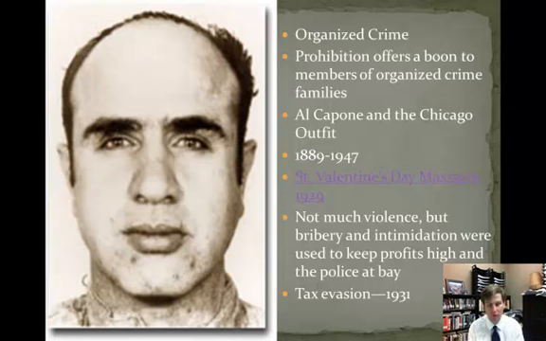So Prohibition would offer a boon to members of organized crime families, the most famous being, of course, Al Capone and what's called the Chicago Outfit. Capone lived from 1889 to 1947, and he's most infamous for something called the St. Valentine's Day Massacre of 1929, where all of his rivals were machine gunned down in a warehouse. But that was more the exception than the rule. In fact, there wasn't a whole lot of violence. Most of the time, the way this worked out is through bribery and intimidation. That's how these guys kept their profits high and the police at bay. They just bought everybody off. And so there was violence.